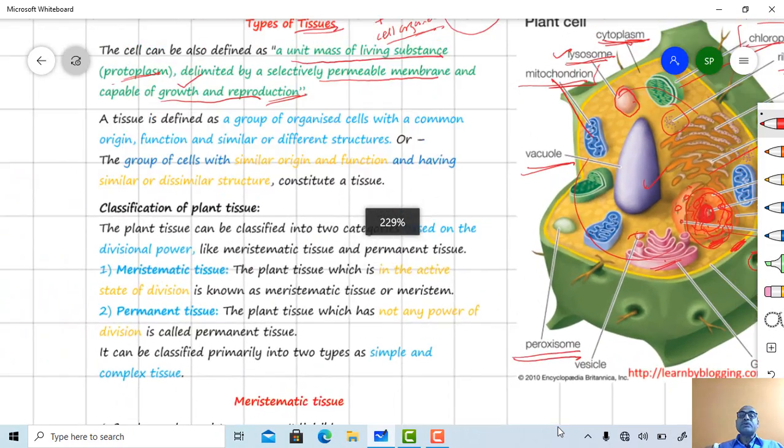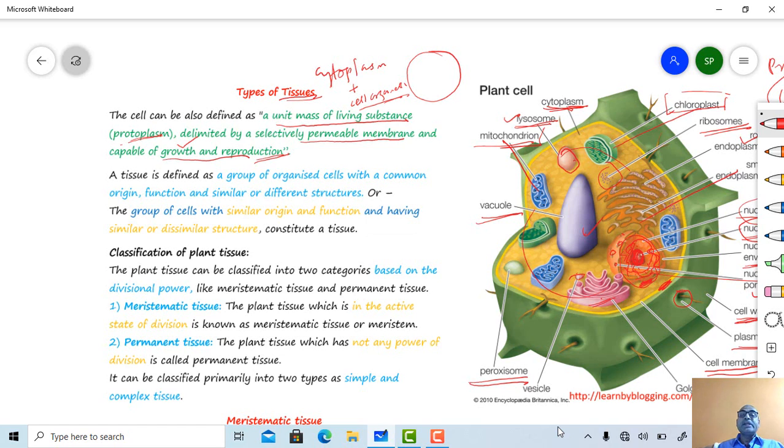So a unit mass of a living substance, that means protoplasm, delimited by a selectively permeable membrane. Which is the permeable membrane? Here the cell membrane is the permeable membrane, as it allows inward and outward movement of cell constituents. Okay, so a unit mass of a living substance delimited by a selectively permeable membrane and capable of growth and reproduction is called a cell. Okay, and what is a tissue? A group of such cells is called a tissue.